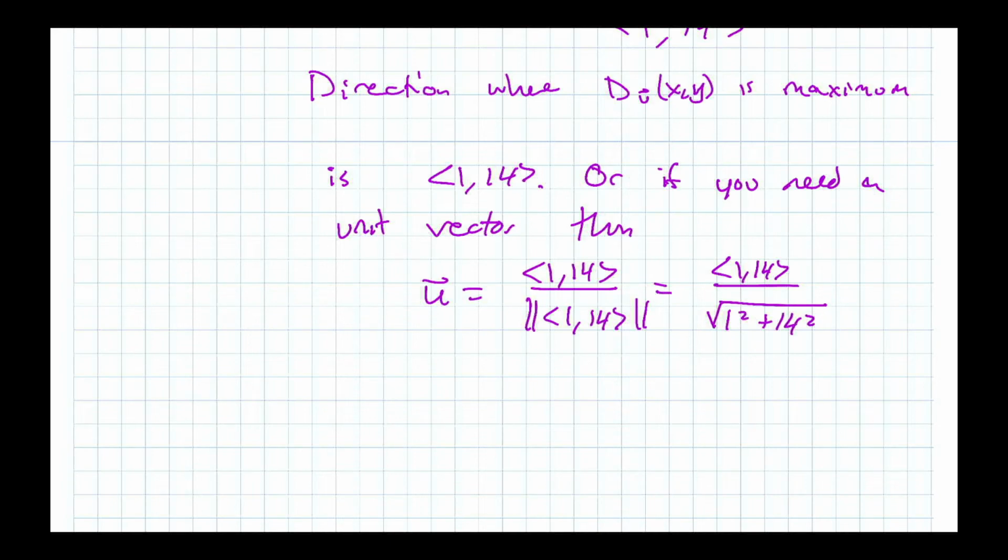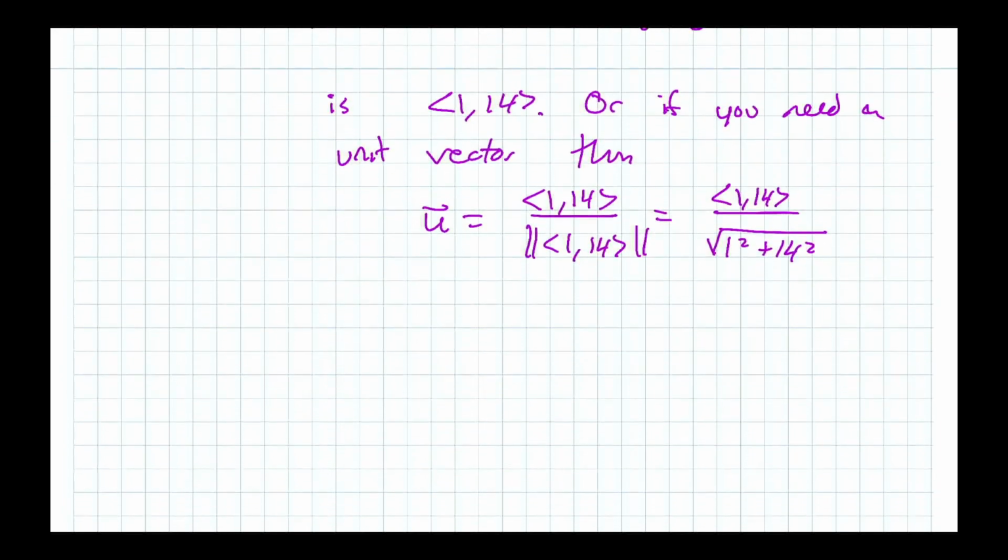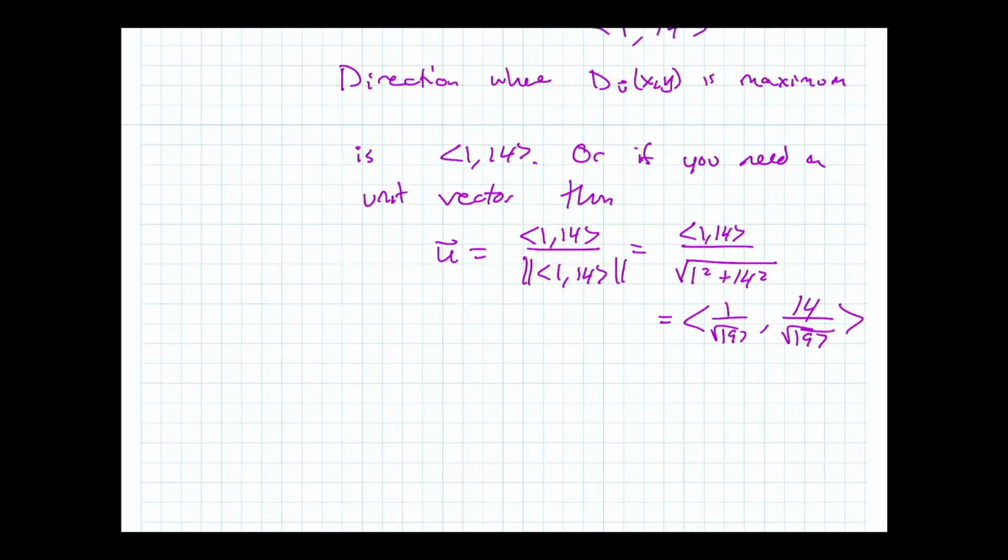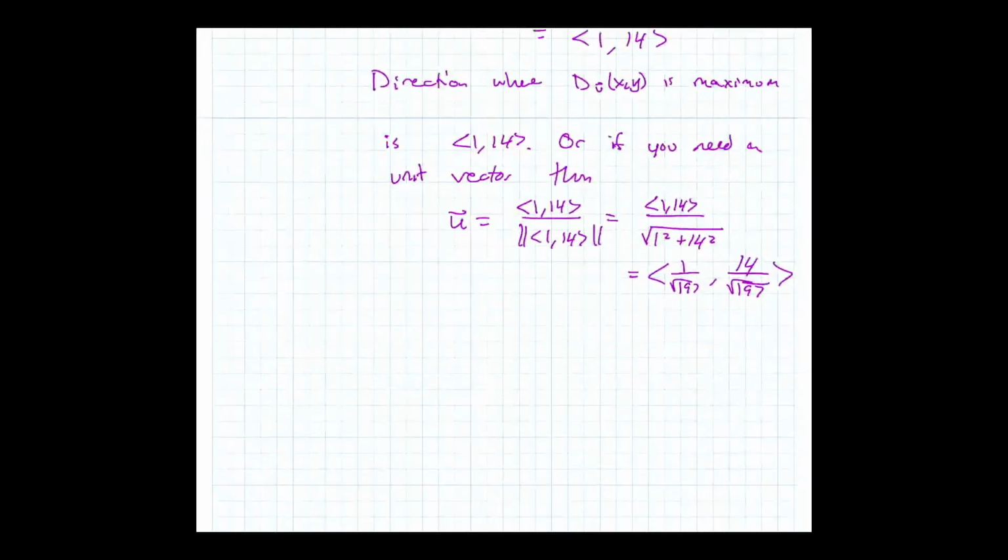Wolfram. 1 plus 14 squared is 197. And then the square root of 197. Probably nothing. It is nothing. Okay, so that's the square root of 197. So you could just write it as 1 over square root 197, comma, 14 over square root 197. Okay, so that is the direction.